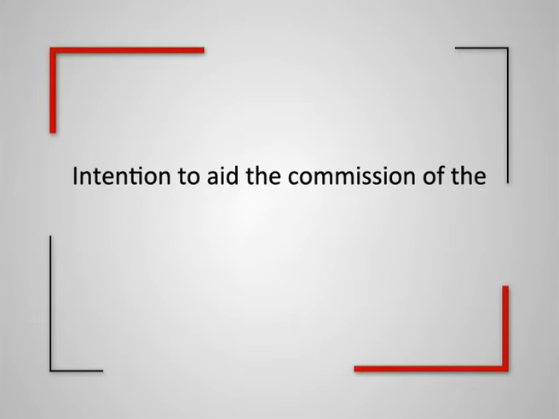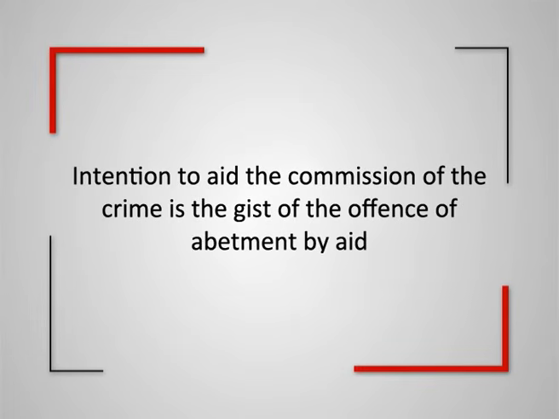In order to constitute abetment, the abettor must be shown to have intentionally aided the commission of the crime. Intentional aiding and therefore active complicity is the gist of the offence of abetment. Mere presence at the place of commission of a crime cannot amount to intentional aid unless it was intended to have that effect. Intention to aid the commission of the crime is the gist of the offence of abetment by aid.